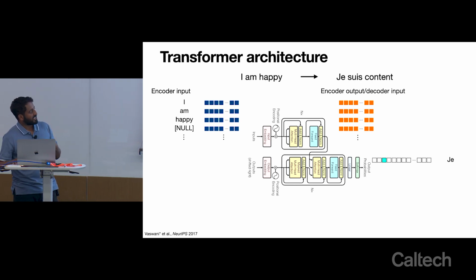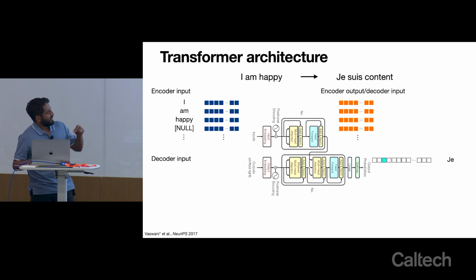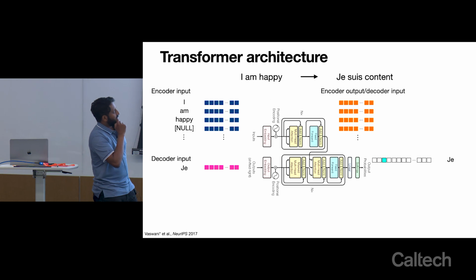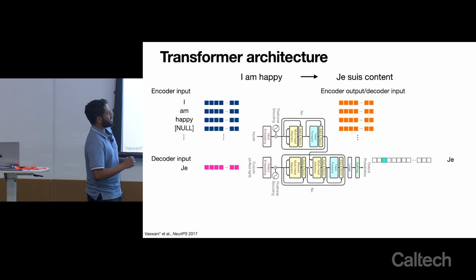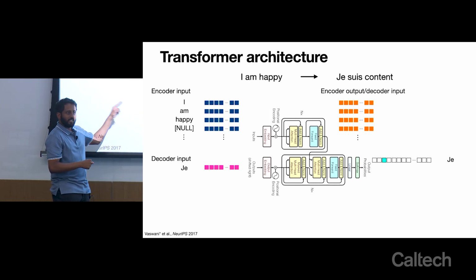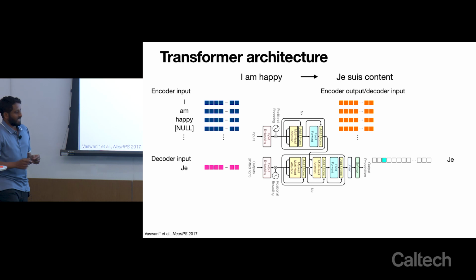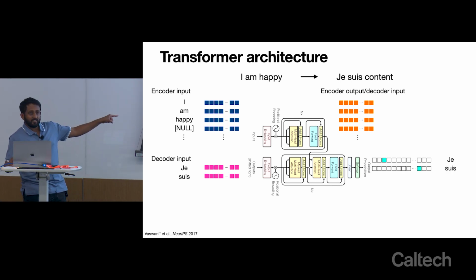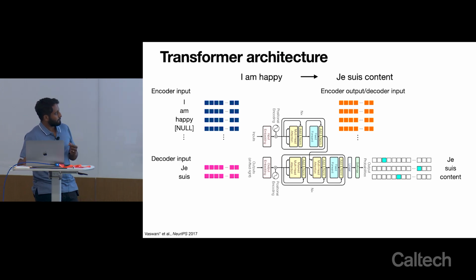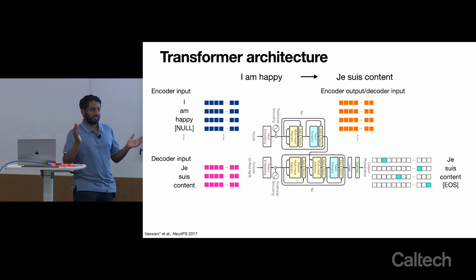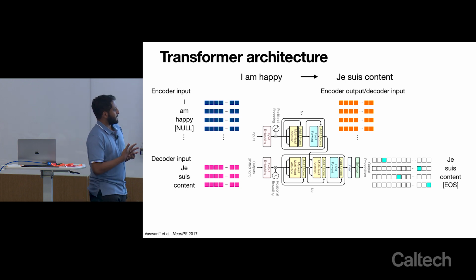And then when you're actually running this network, after you've trained it, you take that output and pass it back into the decoder. So now the decoder is seeing everything output by the encoder and its previous output, je, right? Then it generates another output, suis. Pass that back in, generate another output, content. Pass content in, and then the network outputs EOS, end of sentence, meaning you don't need to keep doing this. We're done, right?